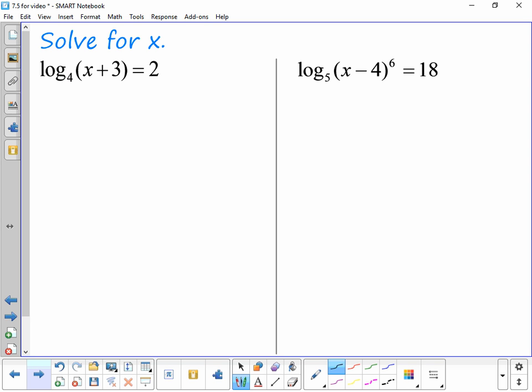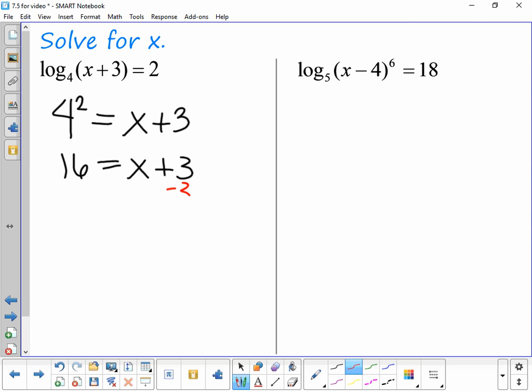So let's work on these two. We have the log base 4 of x plus 3 is equal to 2. If we rewrite that equation, it would be a base 4 raised to the power 2, so we're writing it as an exponential, and that would be equal to x plus 3. Well, 4 squared is exactly 16, so 16 is equal to x plus 3. And to solve for x, we would just subtract 3. So we have 13 is equal to x.